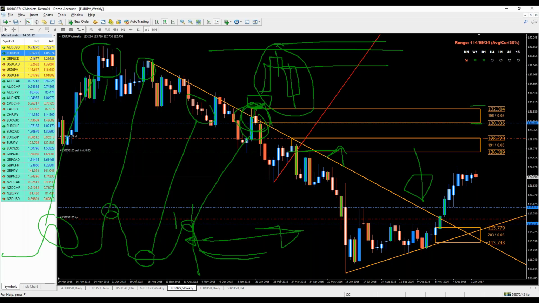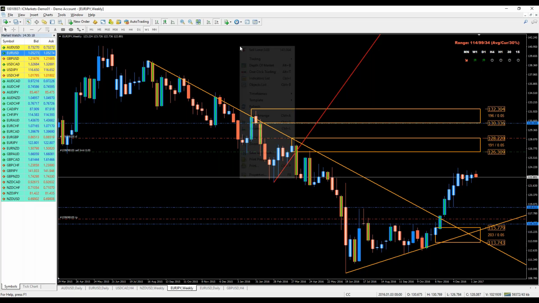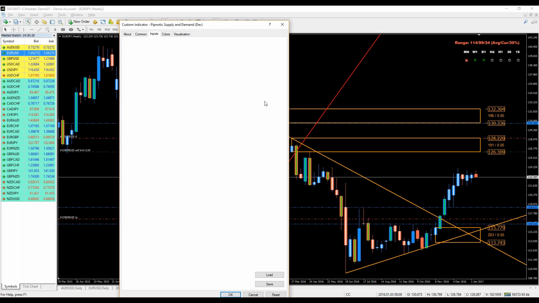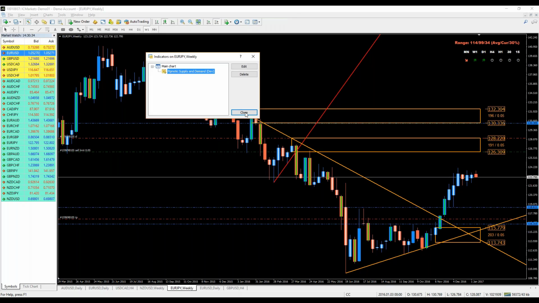And if you can't see those with your naked eye, it doesn't matter, because that's why I wrote the software, because it does this for you automatically. So you simply go here, enable supply and demand levels, set this to true. You put your greater period multipliers on 1, 2, 3, supply and demand significance, put that on about 6, and you press OK.